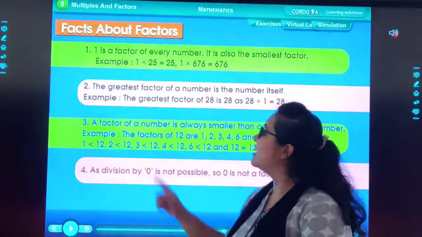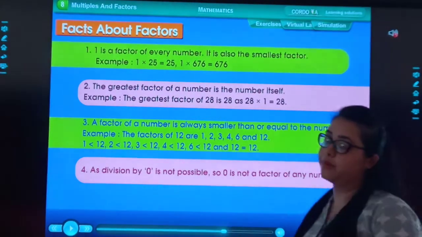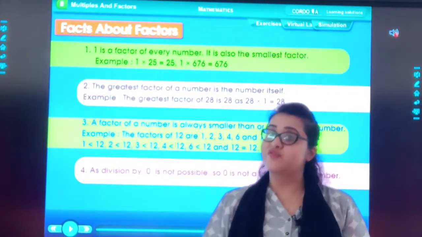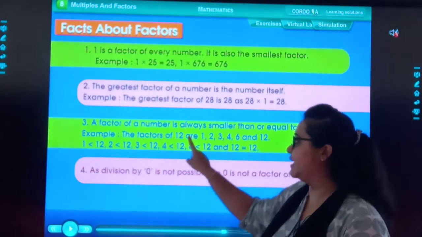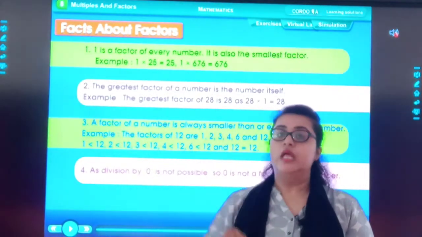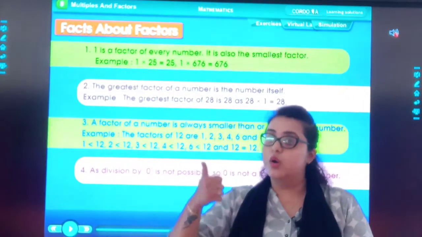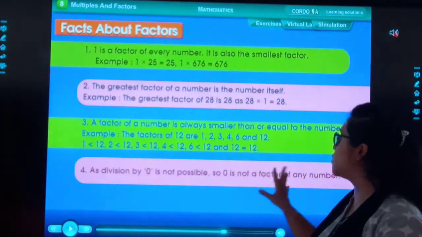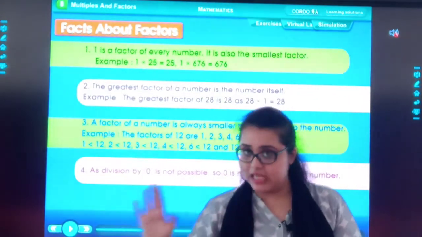Okay. The third point is a factor of a number is always smaller than or equal to the number. For example, here the example of 12 is given. Whenever we find factors, 1 will be the smallest in every case and the number itself, that is in this case 12, will be the factor that is the greatest. Each and every factor will be less than 12 or equal to 12. Okay. The fourth is as division by 0 is not possible, so 0 is not a factor of any number. 0 will not be a factor of any number.